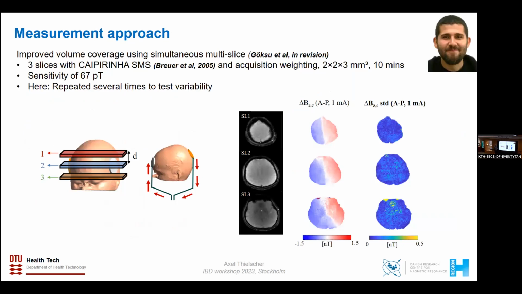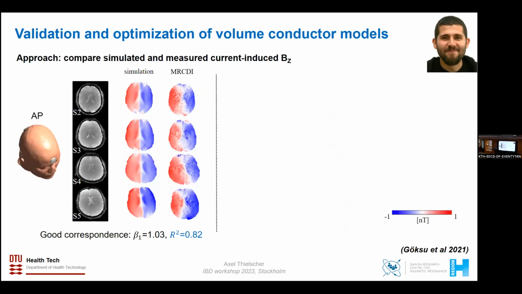In terms of where we are now, we can measure 3 slices in 10 minutes with a very good sensitivity of around 70 picotesla. That's in a stable way. I think that's for us now good enough to get started with using those measurements to really compare the measurements to the simulations.